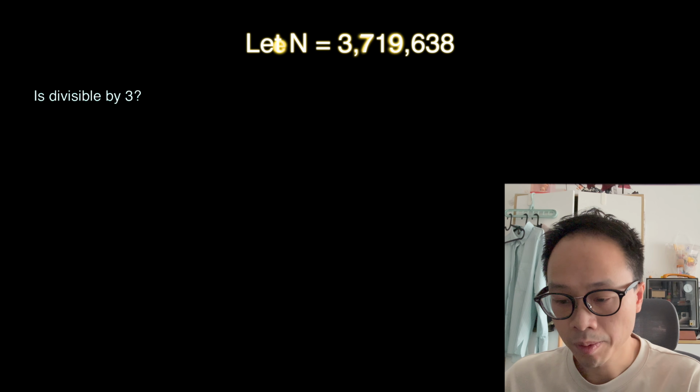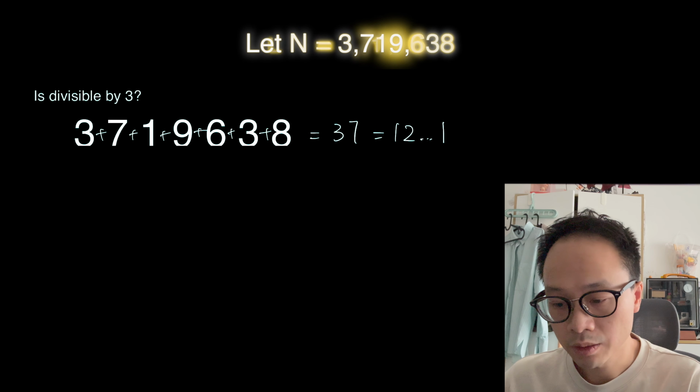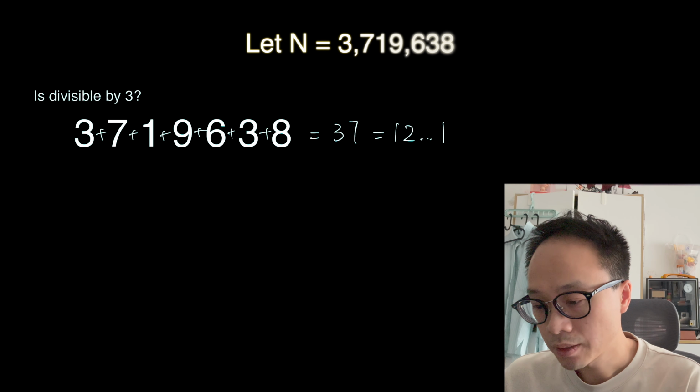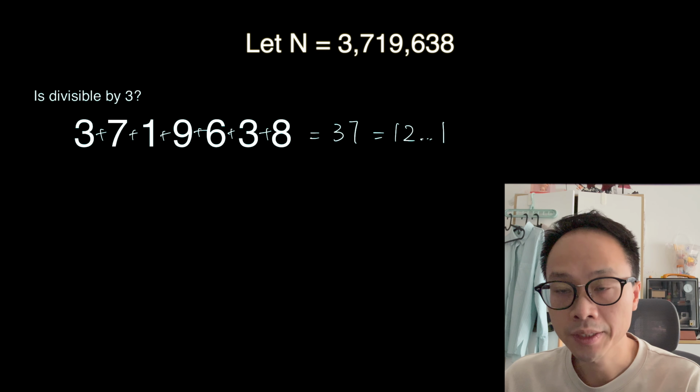Is it divisible by 3? What we need to do is to add up all the numbers. It's equal to 37. The remainder is 1.